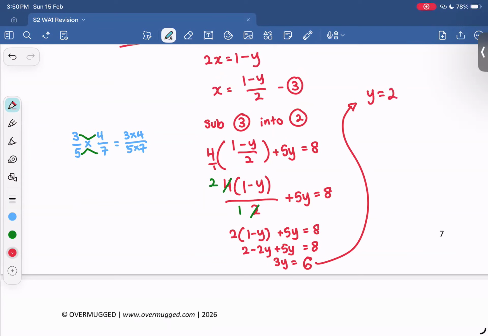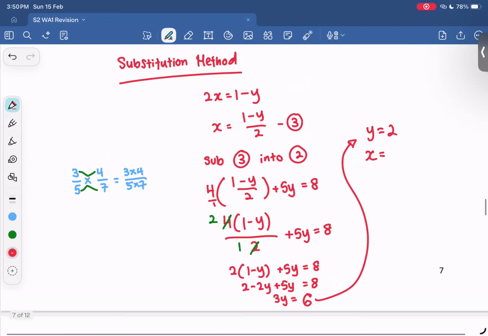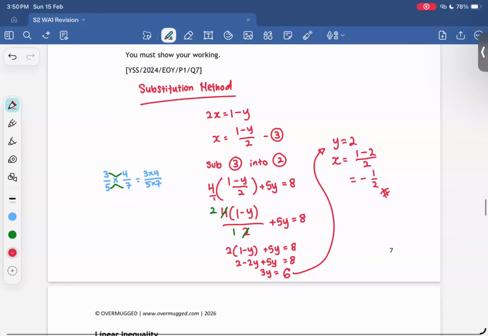But obviously, please don't stop there. Remember, we need to find the value of x, right? So x equals to, let's see, (1 minus y) over 2. So (1 minus 2) over 2. This is just negative half. So that is how you do the substitution method. Like what I said earlier, the substitution method and elimination method, it doesn't matter. Pretty much you do as many practices as possible and you see whether you prefer one method over the other.